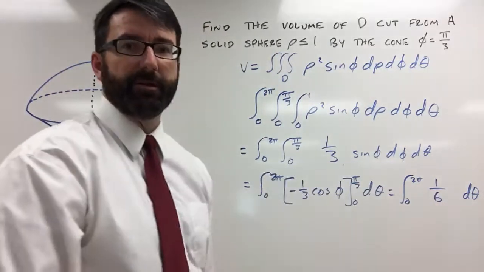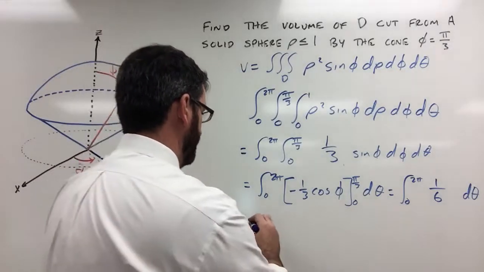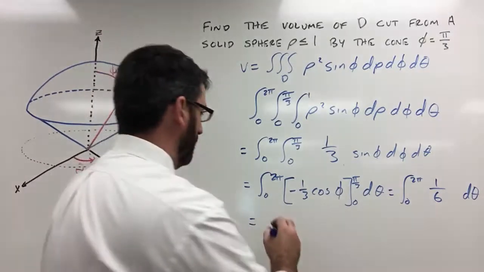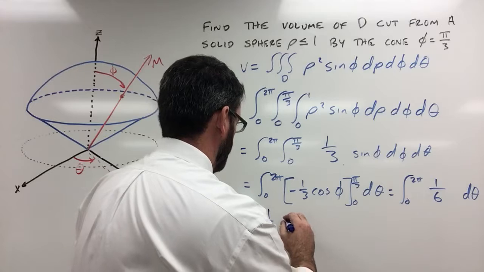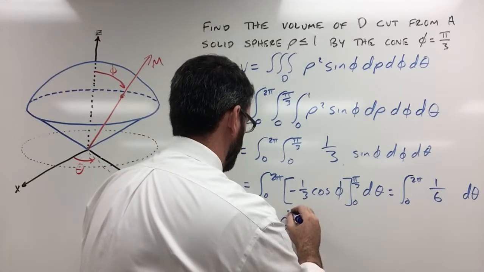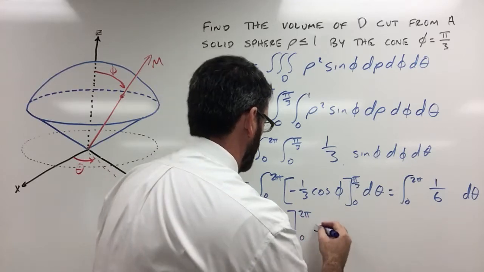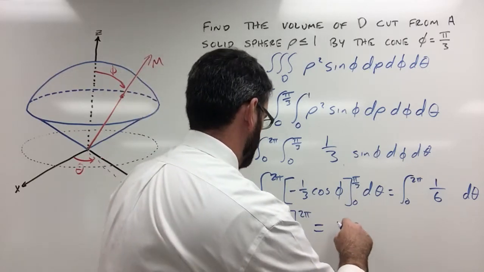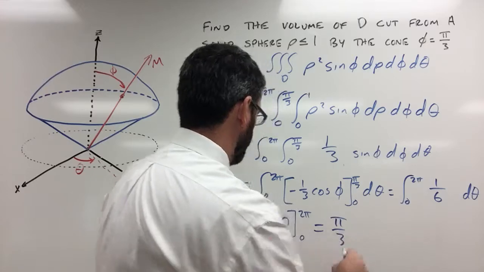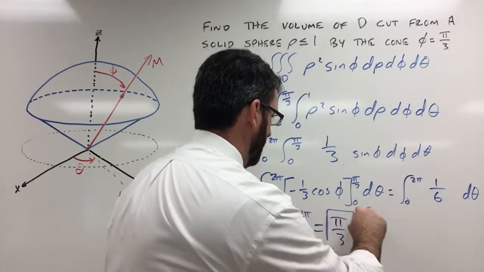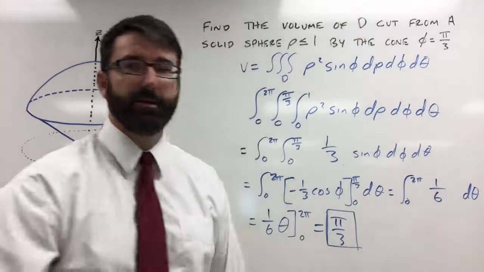All right, so the integral of that then is going to be 1/6 theta, and we're going to evaluate that from 0 to 2 pi. So that's going to be pi over 3 minus 0. So our volume is going to be pi over 3.